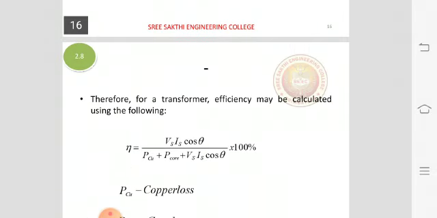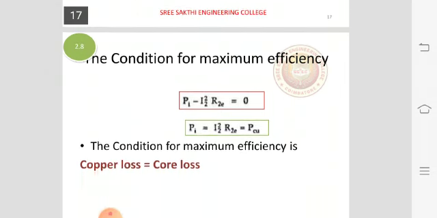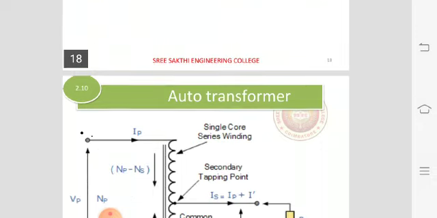Therefore, for a transformer, efficiency may be calculated using the following formula. Eta is equal to Vs Is cos theta divided by copper loss PCU plus core loss P core plus Vs Is cos theta, where Vs is the source voltage, Is the source current and cos theta the power factor, into 100 percent. The condition for maximum efficiency: P1 minus I1 square R2 equal to 0, and P1 equal to, as we already told, I2 square R2, that is equal to copper loss. So copper loss is equal to core loss. We can obtain the condition for maximum efficiency.